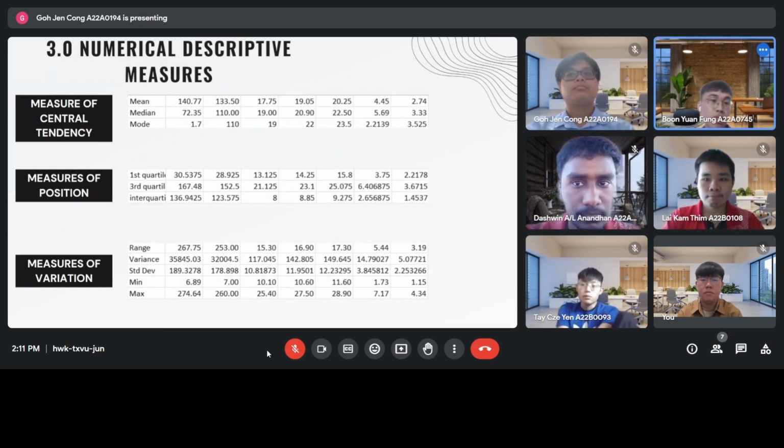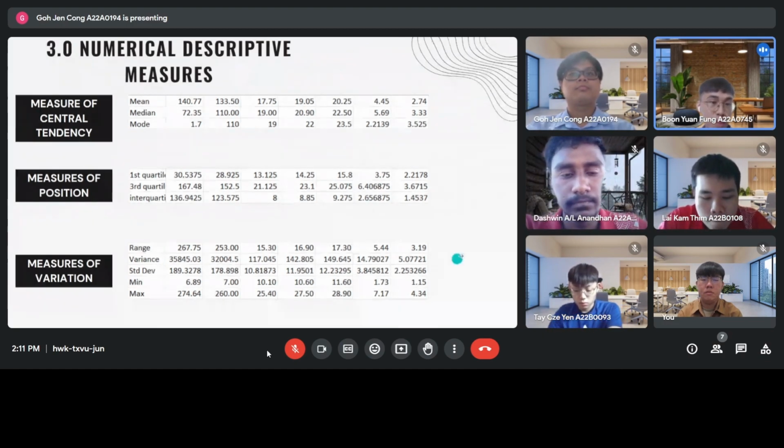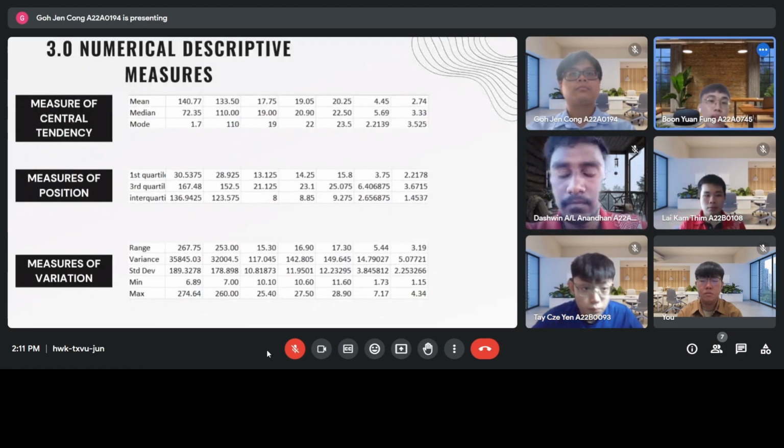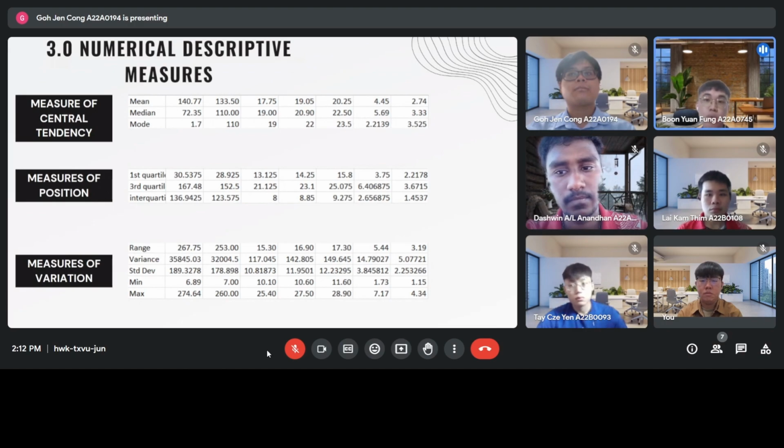For example, the range is the maximum data minus the minimum data. So it's 274.64 minus 6.98. So we can get the example price is 267.75. And in all of this, we use the same formula to calculate the row 2, the row, and the next row. And this is my part, and I will pass to Ko Chen Zhong to present the 4.0.